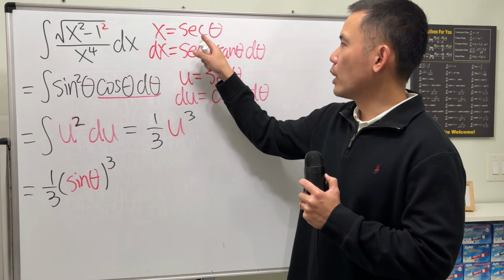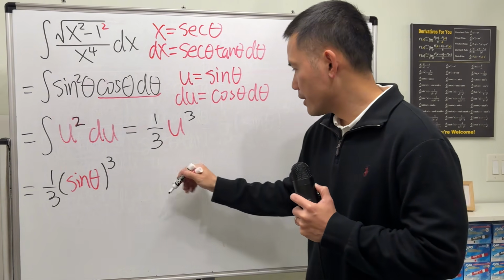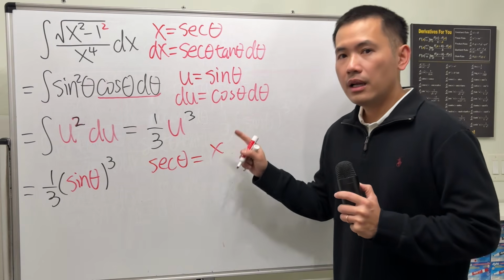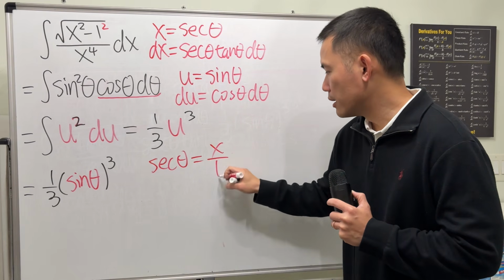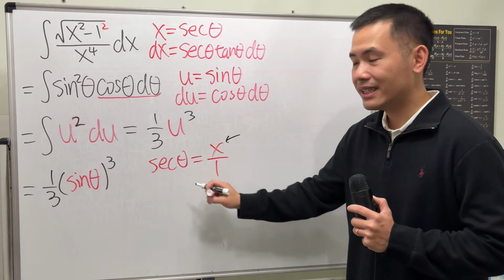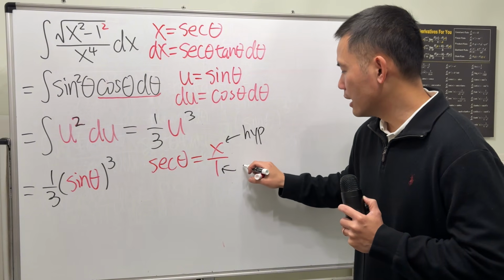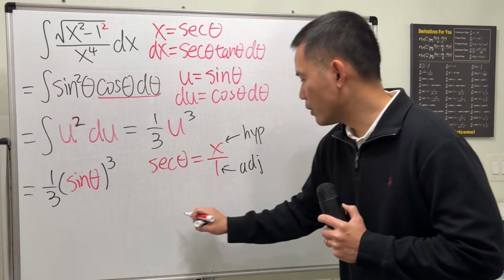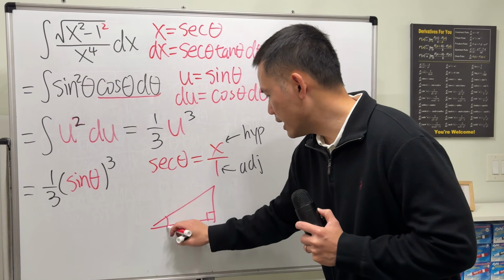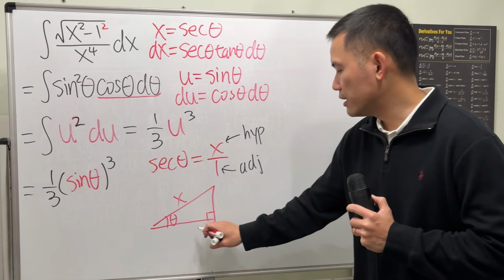We are going to look back to what we did right here. x is equal to secant theta. So secant theta is equal to x. Let's write this as x over 1. This way, you will see that the top for secant is what? Hypotenuse. And the bottom right here is what? Adjacent. So you can come up with your triangle like this. Put a triangle here, and then the theta here. Hypotenuse is x. Adjacent is 1.